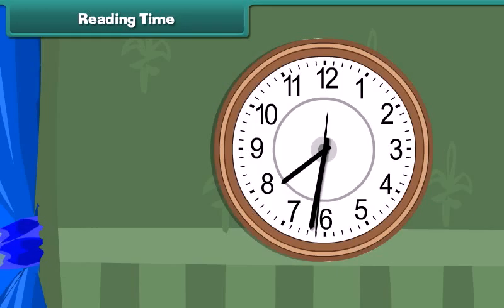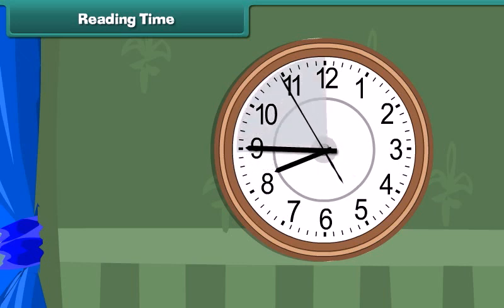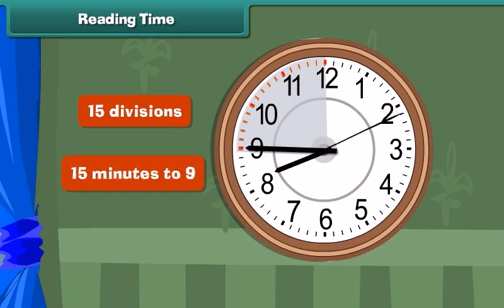When the minute hand is between 6 and 12, the time is read as so many minutes to the next hour. For example, suppose the hour hand is at 8 and the minute hand is at 9. Between 9 and 12, there are 15 divisions. This means after 15 minutes, it will be 9 o'clock. This time is read as 15 minutes to 9.